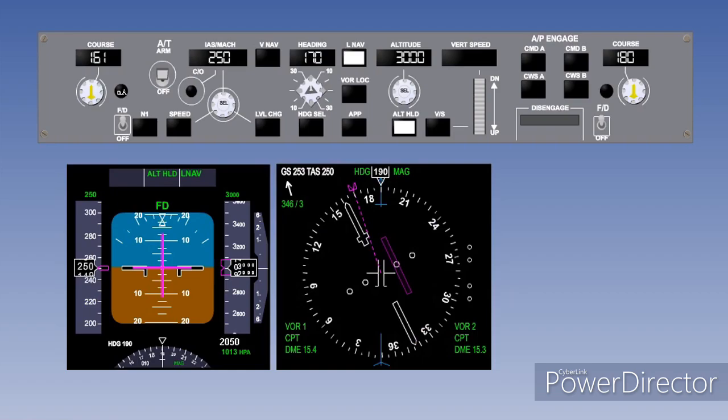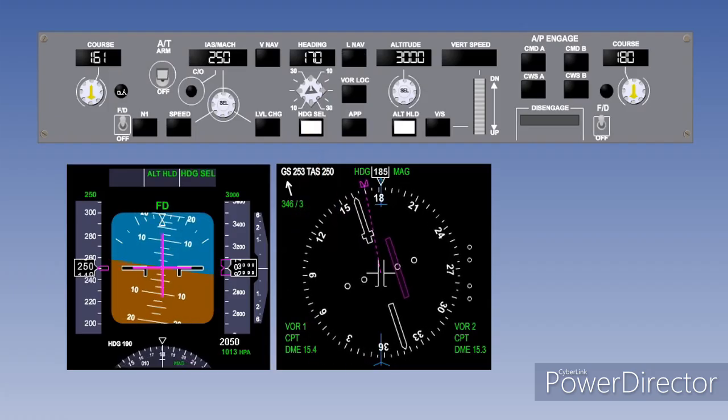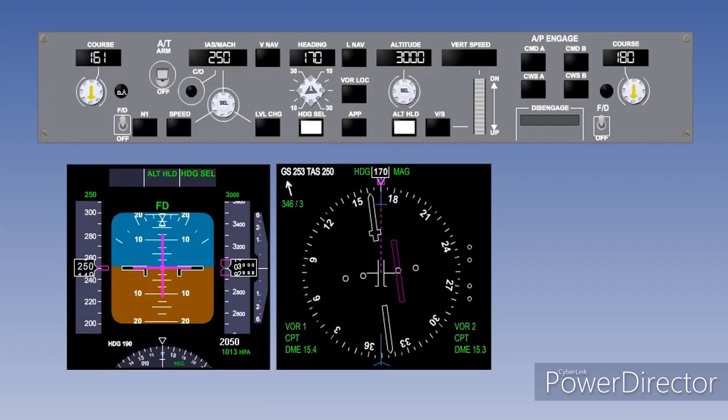As the aeroplane reaches its destination airfield, the pilot is normally given radar vectors to intercept the instrument landing system or ILS approach. To follow radar vectors, the crew will select Heading Select mode on the mode control panel, deselecting LNAV and putting the flight director back into Heading Select mode.